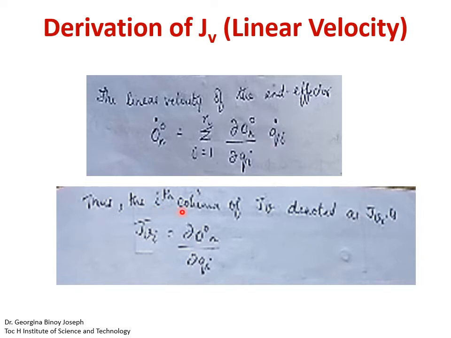So the ith column of Jv is denoted as Jv i. The ith column will be dou o n 0 by dou qi. This is the qi dot vector that we had seen that we removed. So Jv will be only this term. Jv i will be dou o n 0 by dou qi.